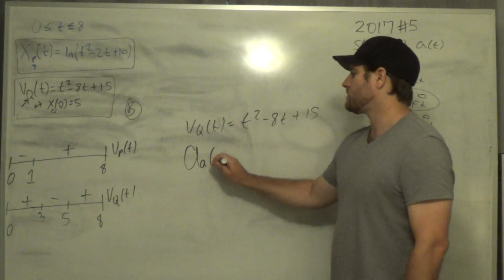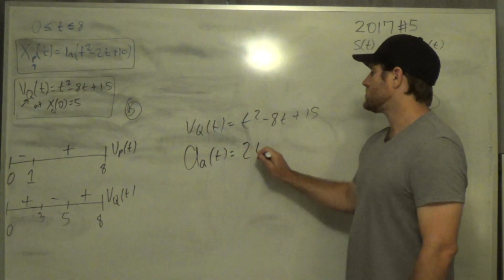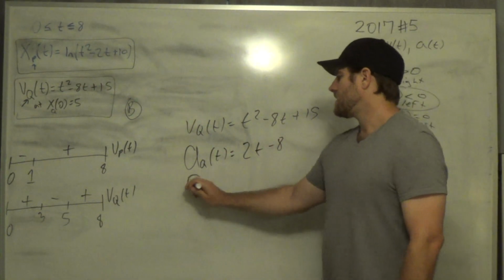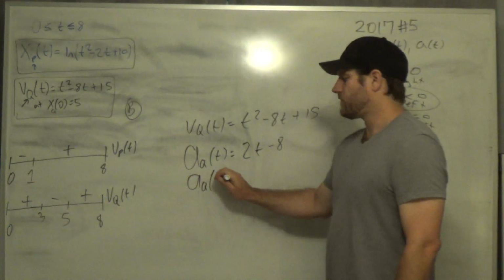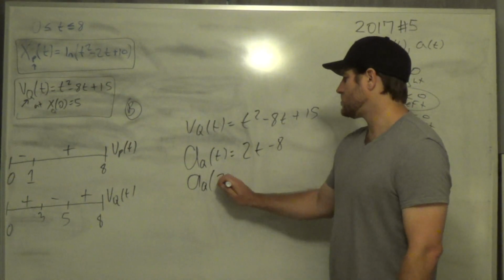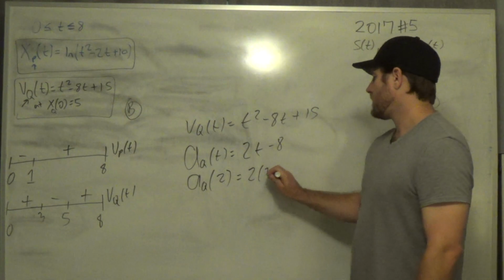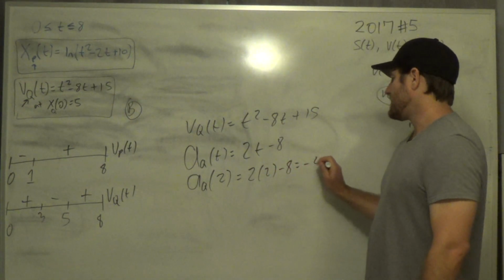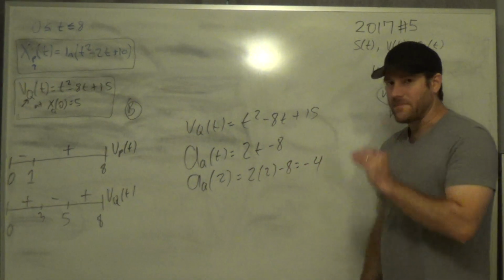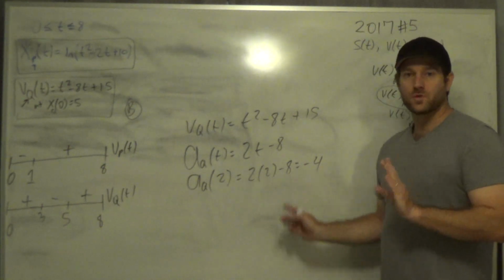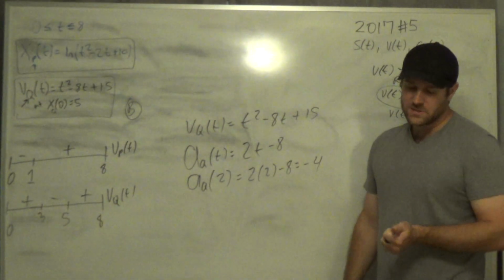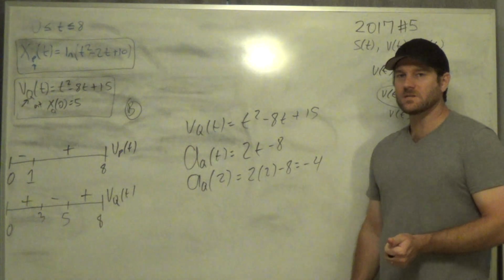So the acceleration of particle Q is 2t minus 8. And if we plug in the acceleration at time 2, we get negative 4. All right, that's great. That's our first question. The second part is speed increasing or decreasing.